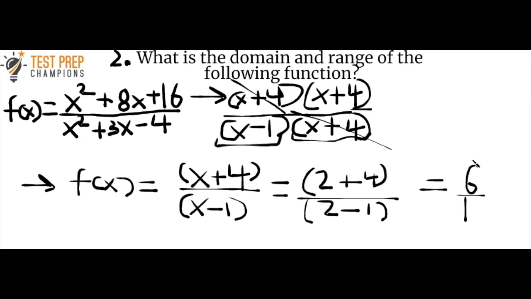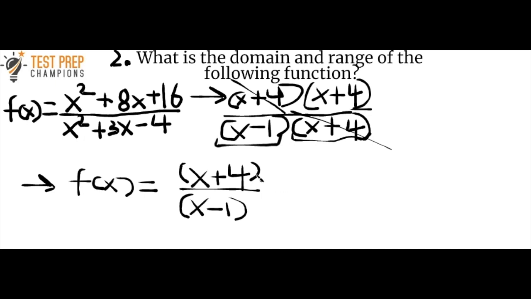The reason is because of the way we see x plus 4 in the top and x minus 1 in the bottom. So what you have to understand here is that the range is going to be all real numbers, so you can get any possible output here except 1. This function will never be equal to 1.